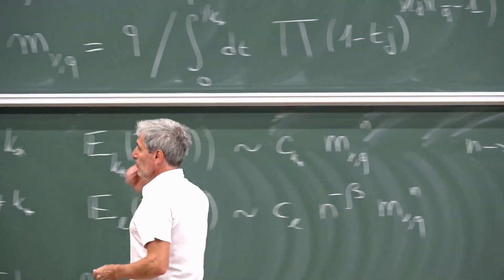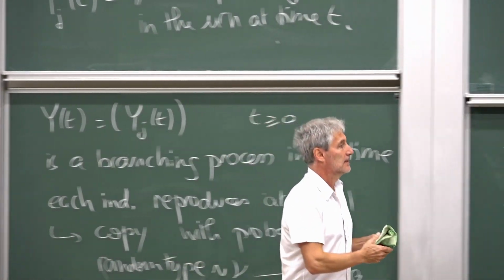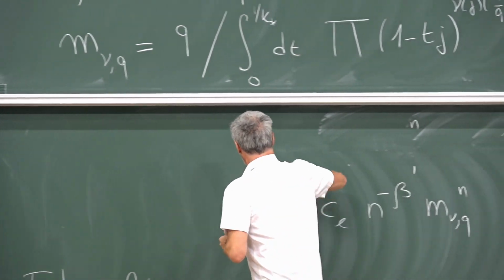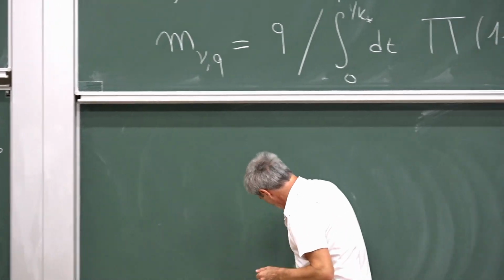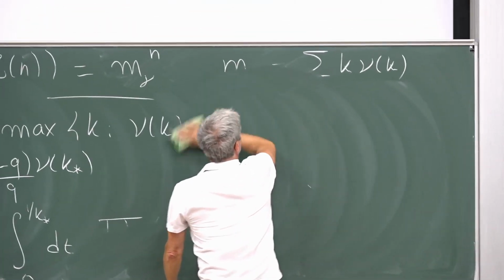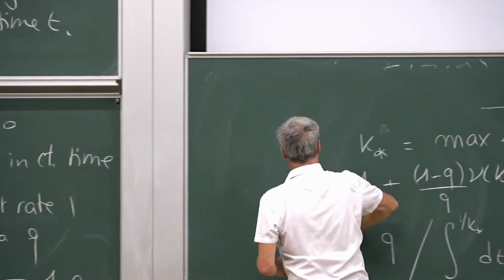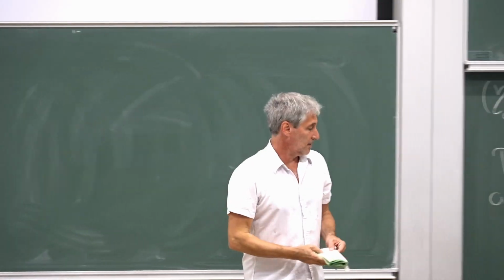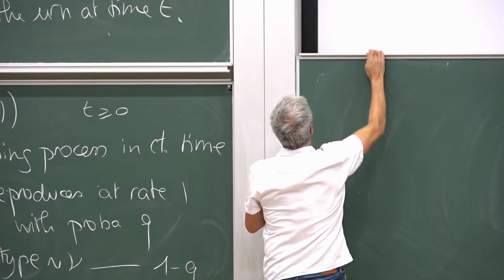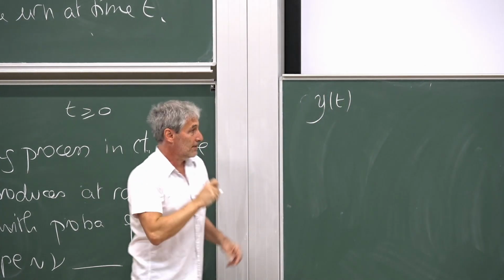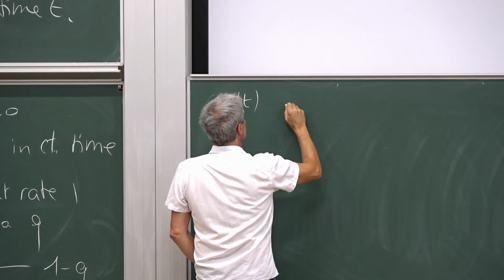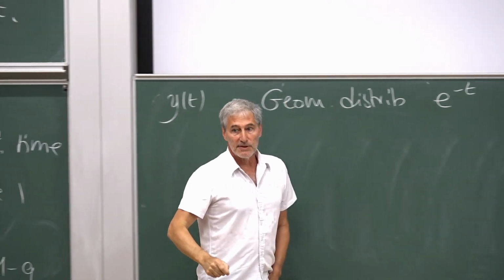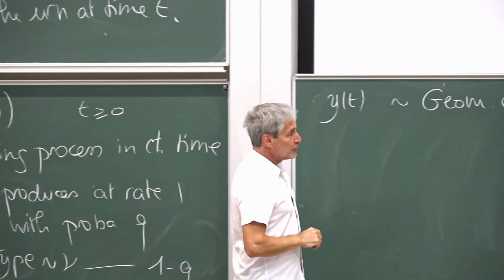And so if we rephrase the analysis that we have made before, and we use also the well-known fact that the original Yule process, the one which counts the number of balls at time t, has a geometric distribution with parameter e to the minus t, so that's a classical fact of the Yule process. What you obtain is the following.